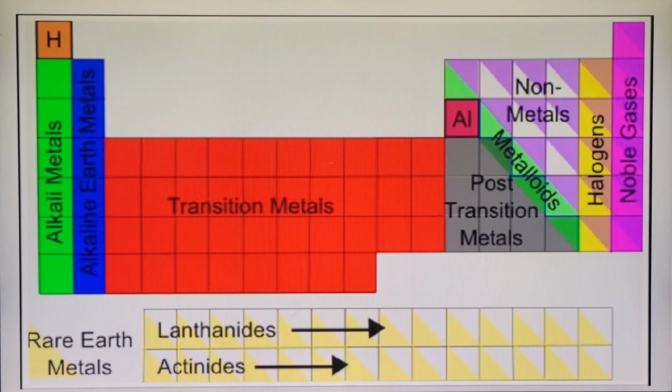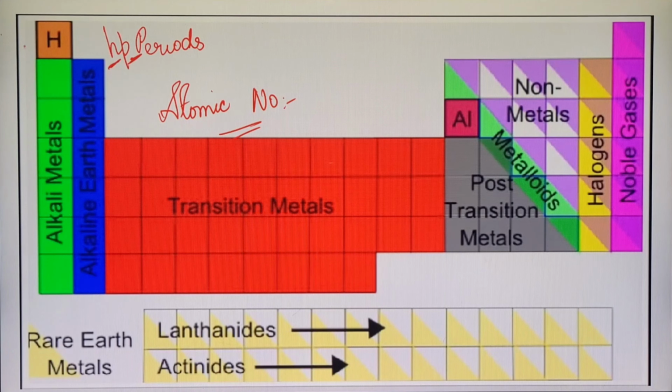So children, in our previous class, we had learnt that this is what the periodic table is. What is a periodic table? It is a systematic arrangement of elements where the elements are arranged in increasing order of their atomic numbers. Yes? And then we had learnt that the periodic table is divided into horizontal lines. The horizontal lines are called as periods.